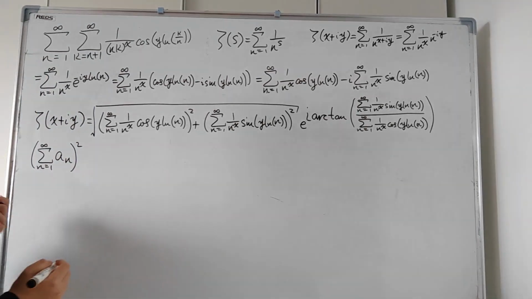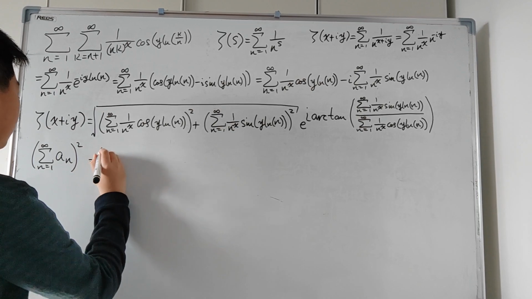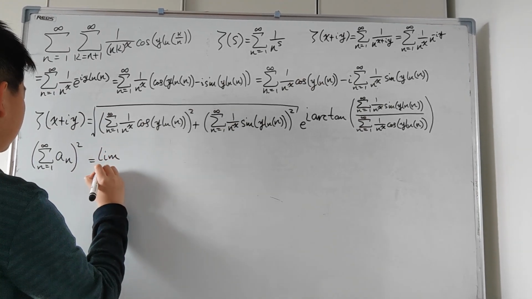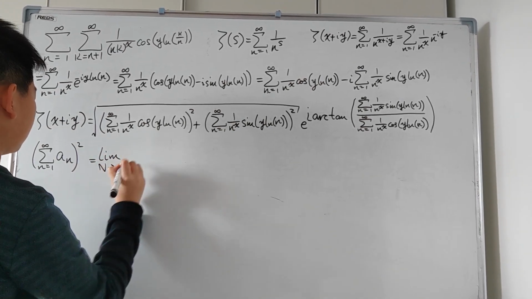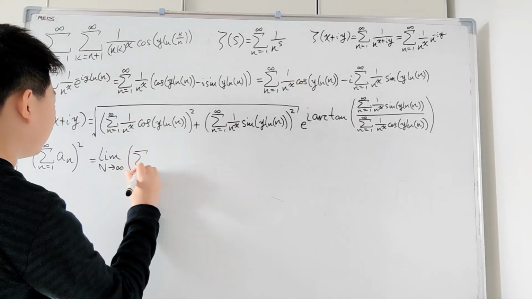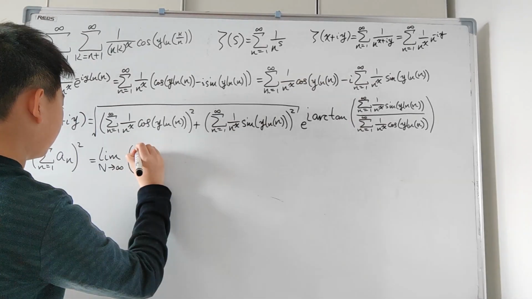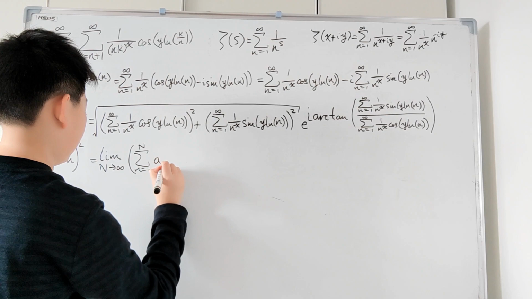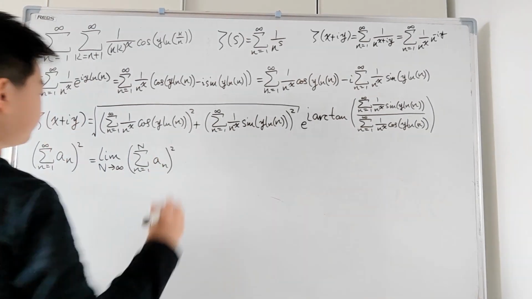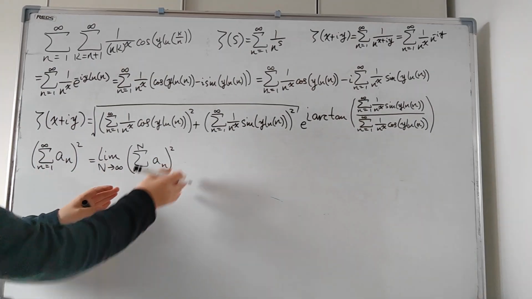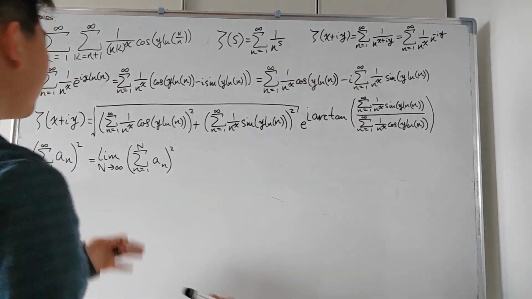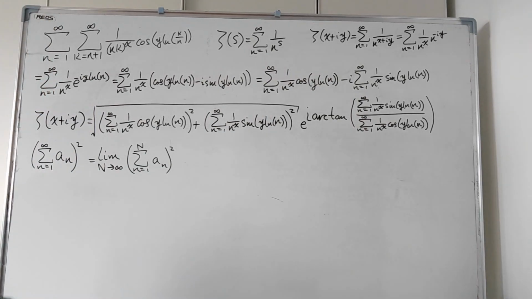Now what we can do is set this as a limit, as the upper n approaches infinity, of the sum from n equals 1 to n of a_n squared. Now let's see what this thing is. When n equals 1, there's not much to talk about.